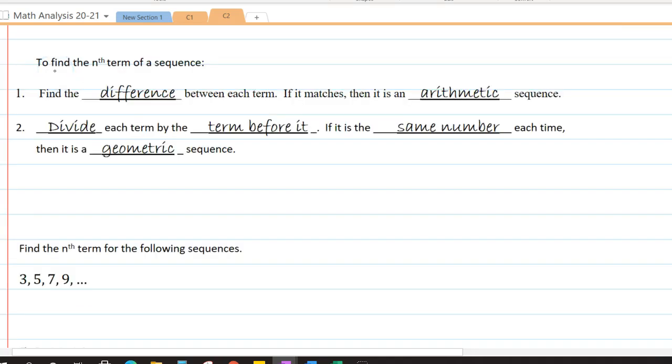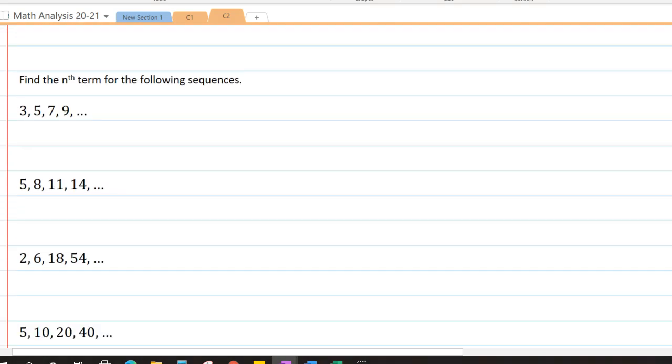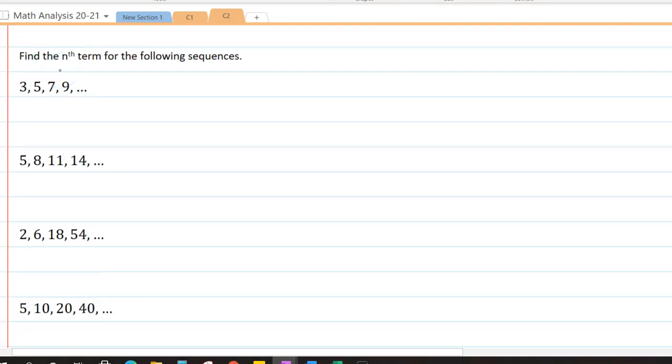So to recap what we just did, some basic rules. To find the nth term of a sequence, you do two things. First, you look for the difference between each term. If it matches, then we know it's an arithmetic sequence. If it doesn't match, then we start dividing each term by the term before it. If it is the same number each time, then it is a geometric sequence. This is how you determine which one you're going to need. Most problems are simply going to give you a set of numbers, and tell you to find the sequence. When they ask for an n term, all they're asking you to do is find a sub n equals. Basically, find the nth term means create the equation.